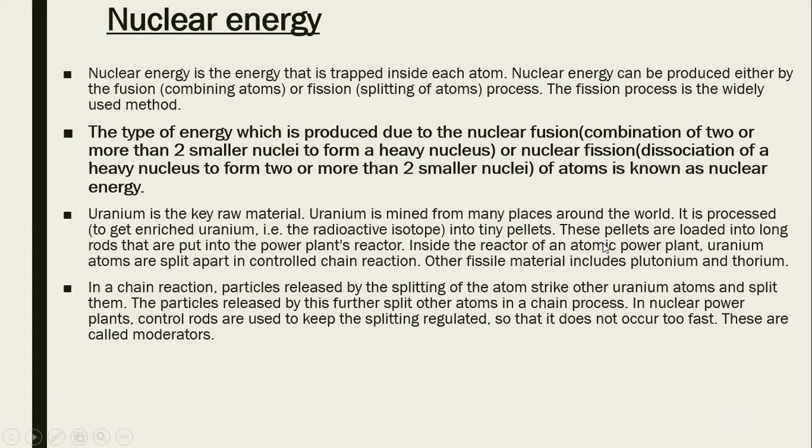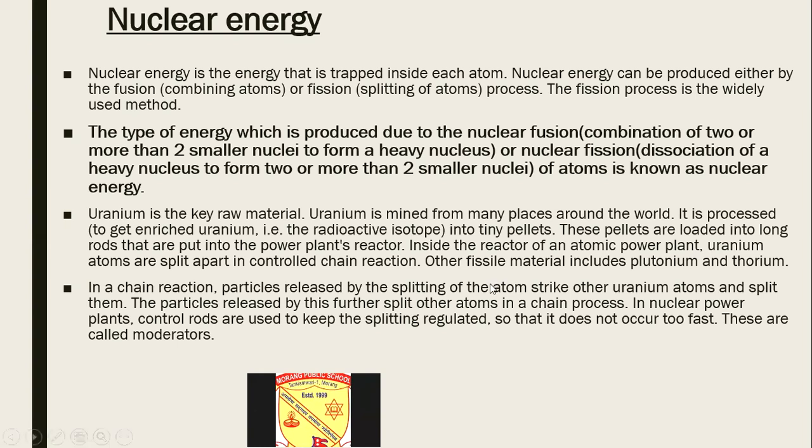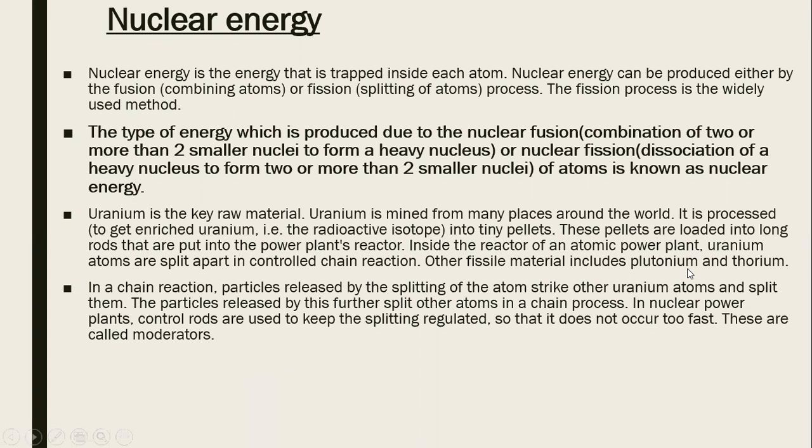These pellets are loaded into long rods and act as the main source of energy for power plants or atomic power, and for producing the atomic bomb, the hydrogen bomb, and other different types of nuclear bombs. Similarly, plutonium, thorium, etc. are the main components for missile purposes, for making atomic bombs.